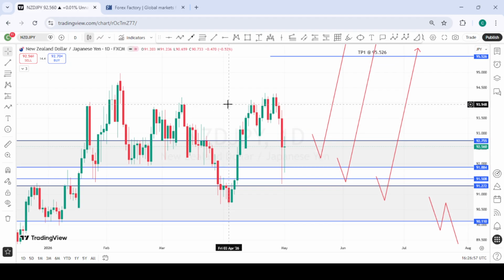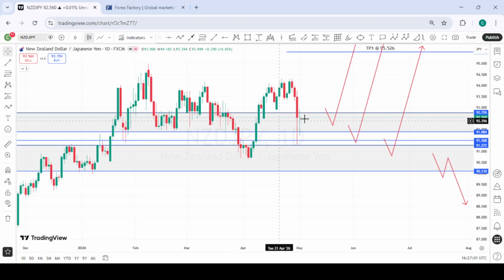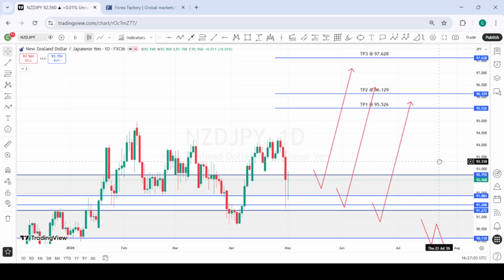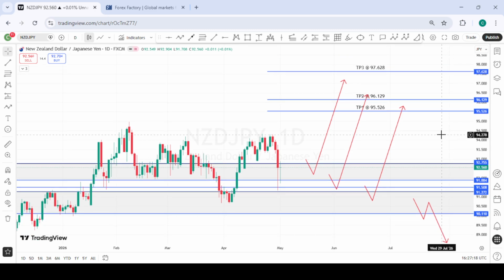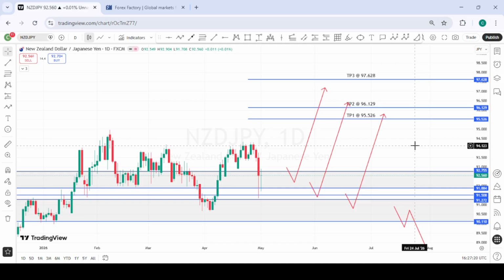This is NZDJPY. For NZDJPY, we anticipated a possible pullback into these areas of interest, then we look for our buying opportunities to the upside. Price has now retested them. You just have to be patient to see how price develops, for us to engage our buys to the upside. These are the various targets we have for NZDJPY on the bullish side.